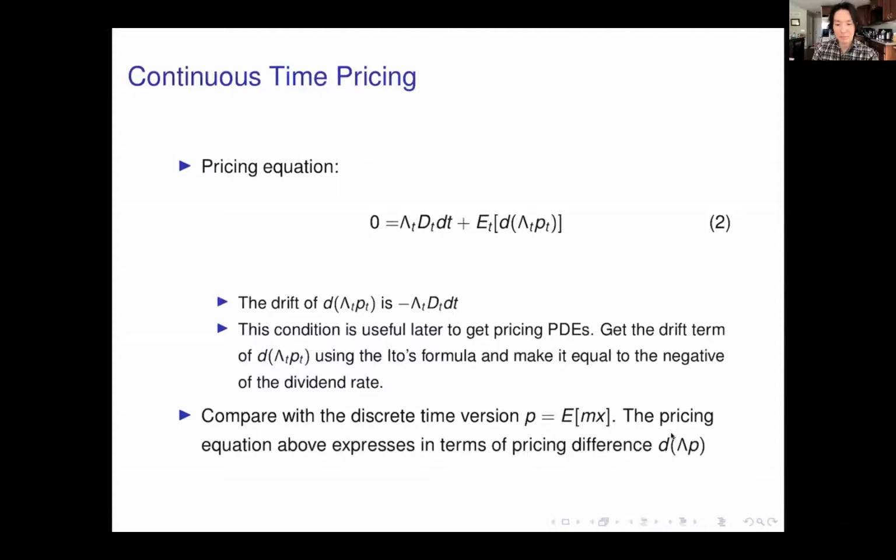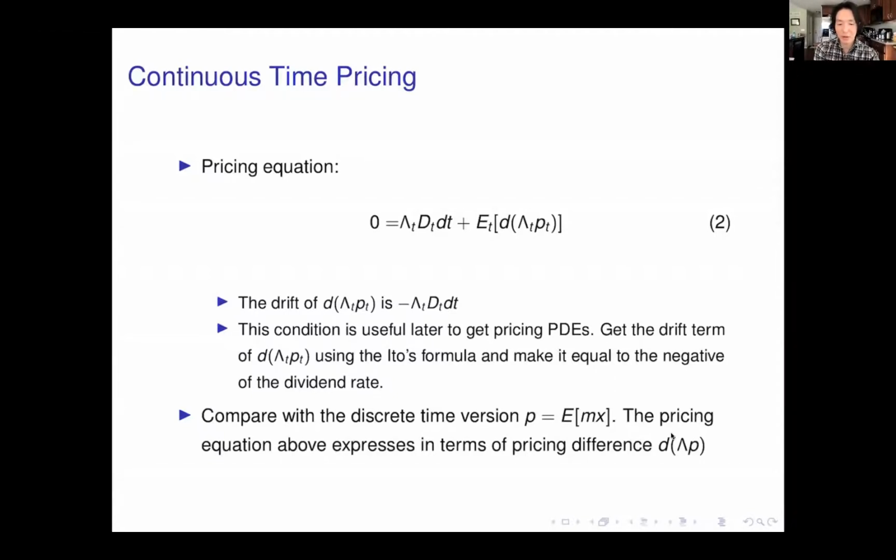So today we will continue on continuous time pricing, and we will try to understand how the pricing equations determine asset prices. So this is what we got last time. So the pricing equation is given in this fashion.